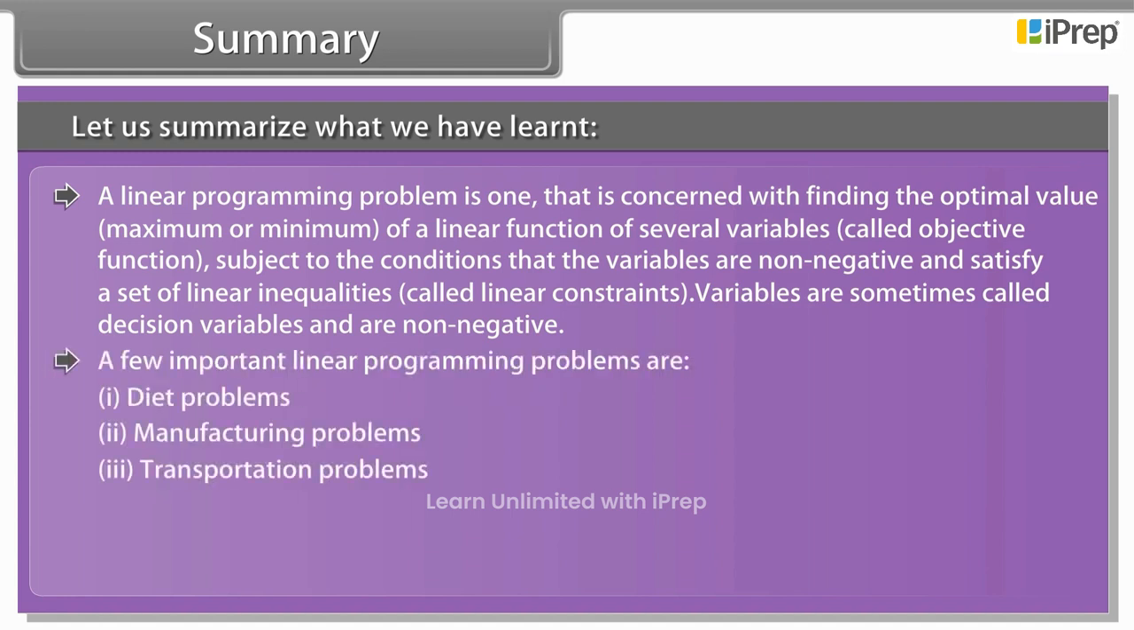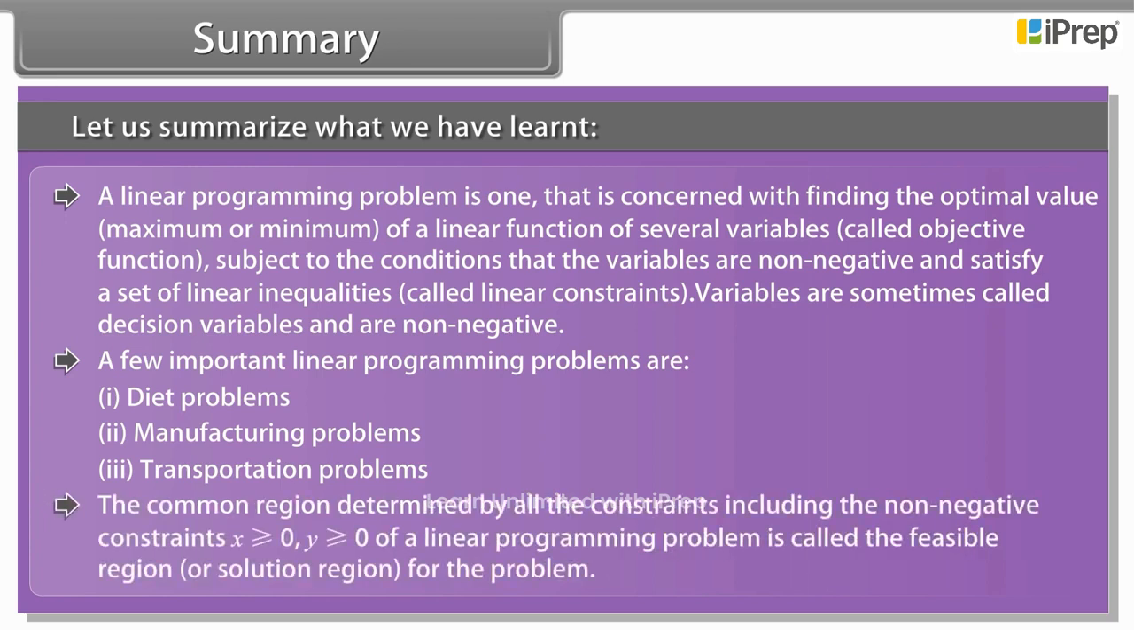A few important linear programming problems are 1. Diet problems, 2. Manufacturing problems, 3. Transportation problems. The common region determined by all the constraints, including the non-negative constraints x greater than or equal to 0, y greater than or equal to 0, of a linear programming problem is called the feasible region or solution region for the problem.